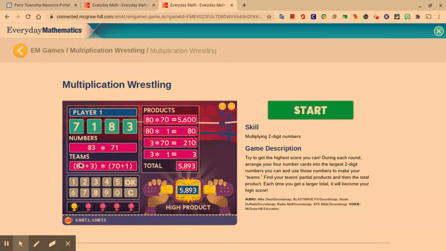Now, the way this works is you're going to do your first number times your first number. So up here, it's 80 times 70, and you get the answer. Then you would do your first number times your second number. That's 80 times 1 is 80. Then you're going to come to your second number by your first number, which is 210, and then your second number by your second number, which is 3. And then you add all that up, and your total product is 5,893. That means the answer to 83 times 71 is 5,893. So let's go ahead and show you a practice round.